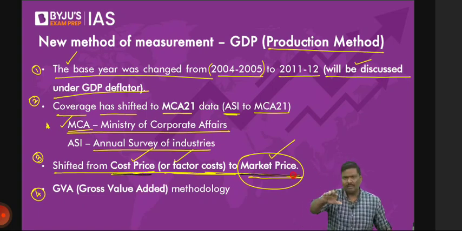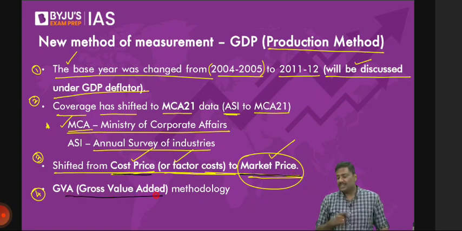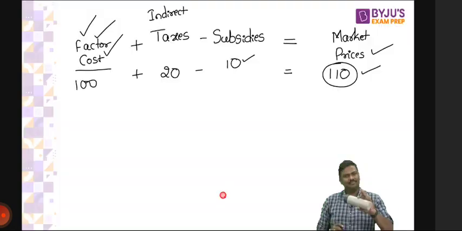So whenever you come across a GDP number in the newspaper, it is on market prices, not on factor cost. And finally, we are also using a concept called gross value addition, GVA, the gross value addition methodology. Now let me ask you a very simple question.